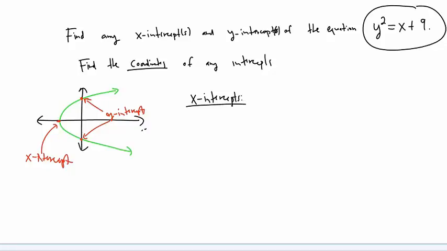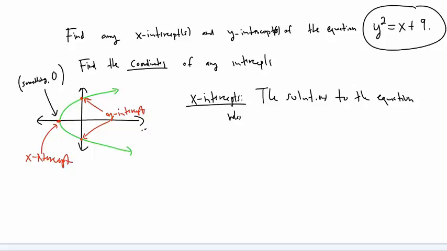Let's first start with x-intercepts. Any x-intercept of an equation, for example, this one right here, will be of the form some number, comma 0. In fact, those are precisely the x-intercepts. They're the solutions to the equation where the y-coordinate is 0.